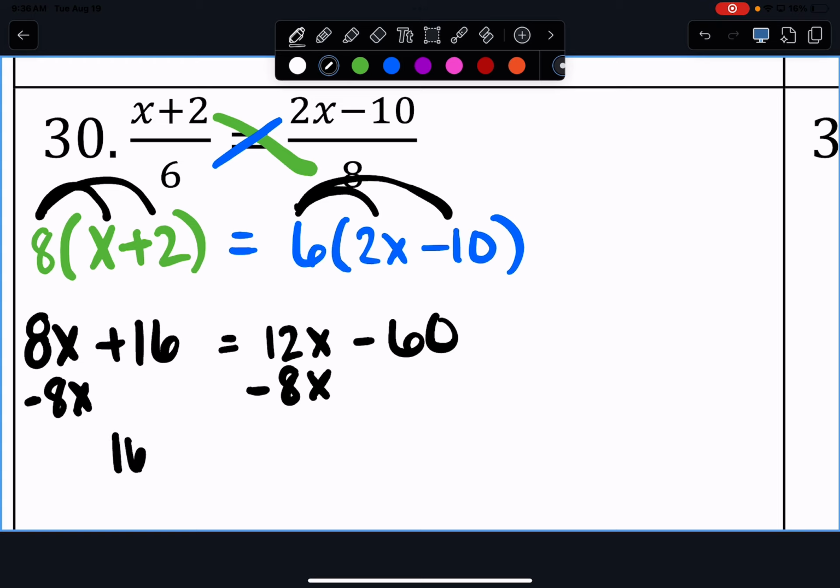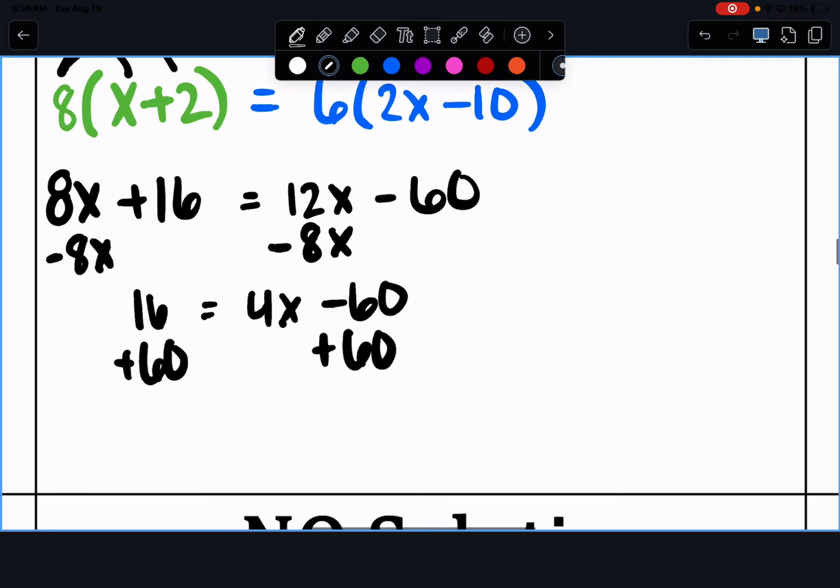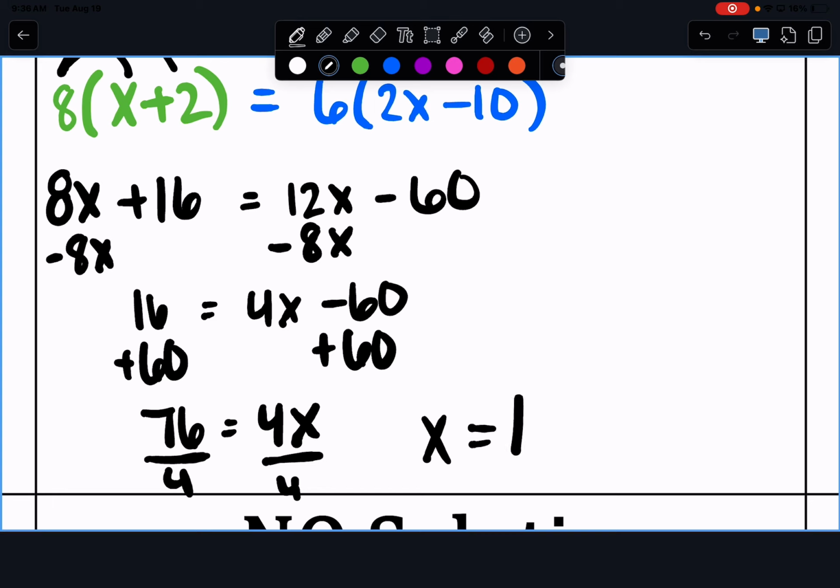So we get 16 is equal to 4x minus 60. Now what? Do I want to move the 16 or do I want to move the 60? Oh, oops. So I get 76, right? Is that right? Yeah, that's right. Equals 4x. Now what? Divide both sides by 4. So what does x equal? 19.